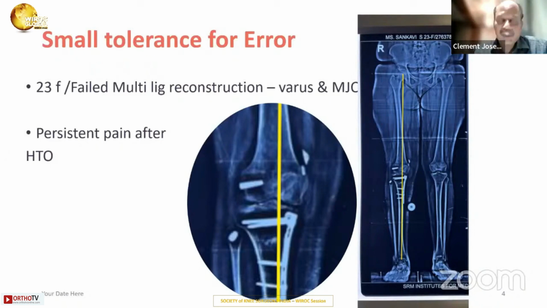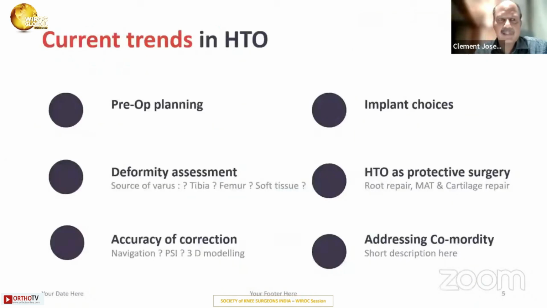So HTO as a surgery has a very small tolerance for error. For the patients, it will be either a rewarding surgery or a punishment after spending a lot of money and effort. The current trend in HTO is to re-emphasize much more.